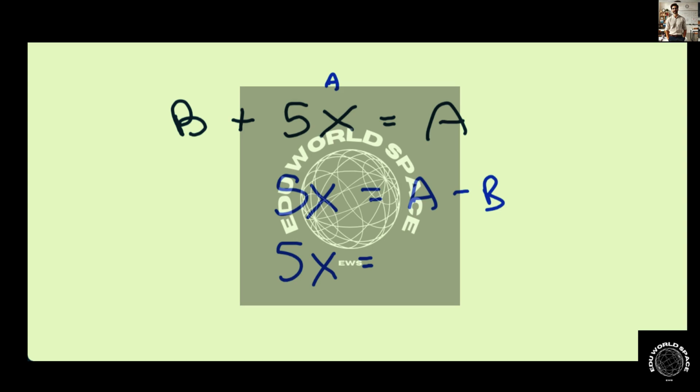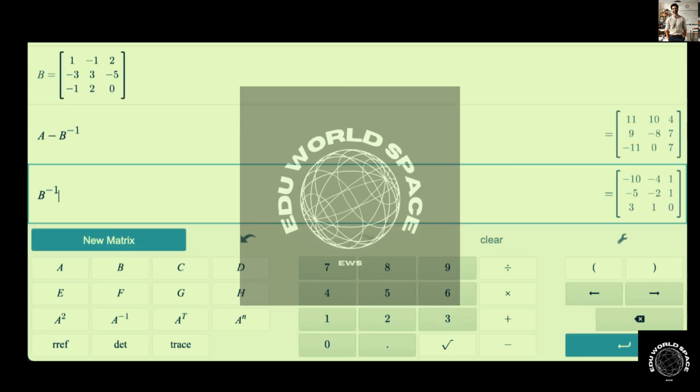So if you have to do that by hand, finding the inverse of a 3 by 3 matrix, you might have to augment that with the 3 by 3 identity, row reduce until you get the identity on the left. If that's how you need to do it, then you need to do that by hand. Once you do, then you're going to subtract that. Again, I'm going to tell you that the inverse of B is -10, -4, 1, -5, -2, 1, 3, 1, 0. Okay.